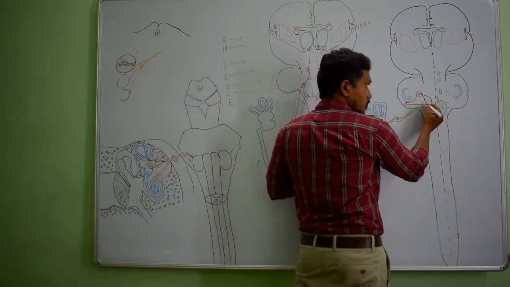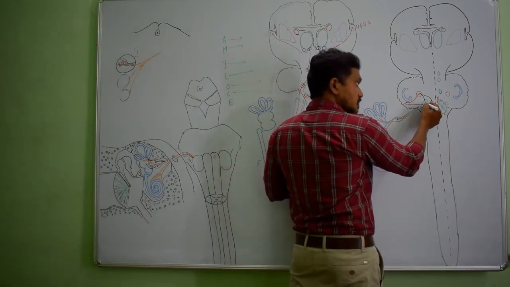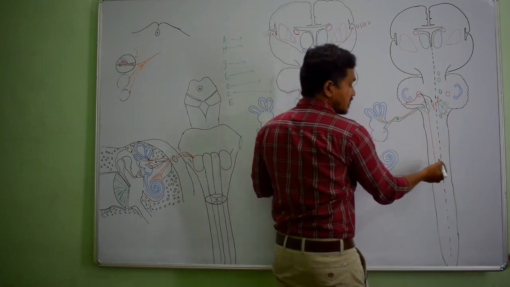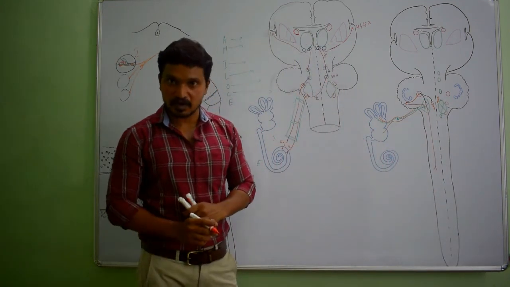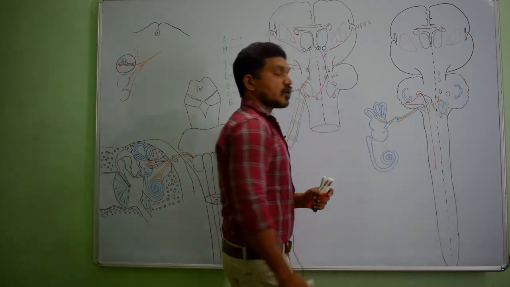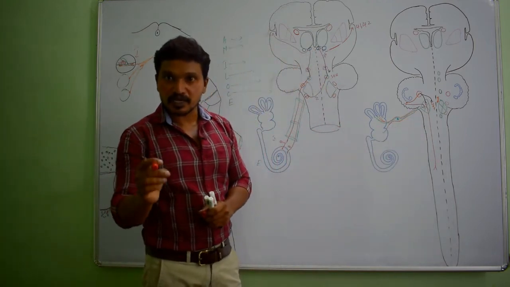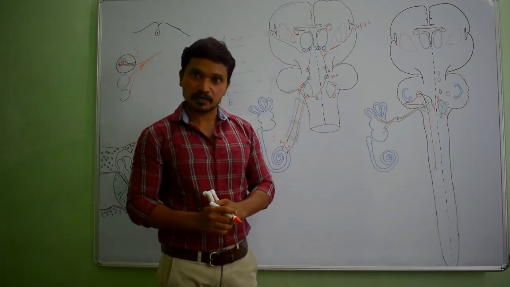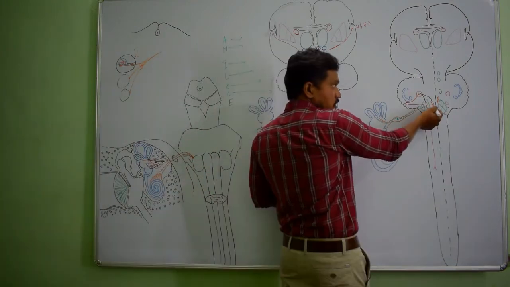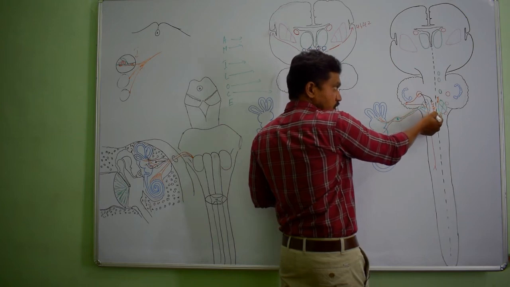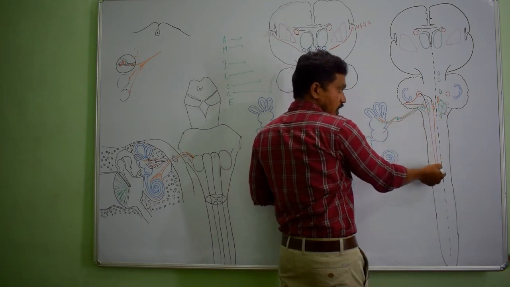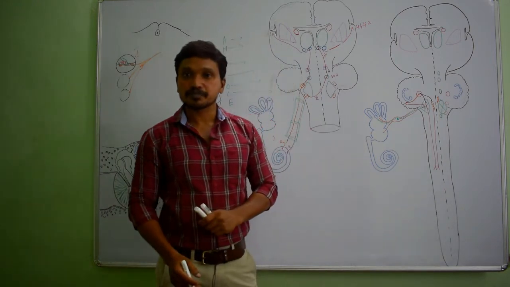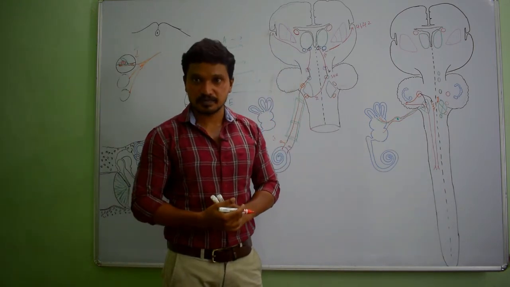Now from the vestibular nucleus, some fibers descend down and reach the anterior horn cells of the spinal cord. So this tract we call the vestibulospinal tract. Then from the reticular formation, those fibers also run downwards and terminate in the anterior horn cells. These fibers we call the reticulospinal tract, right?